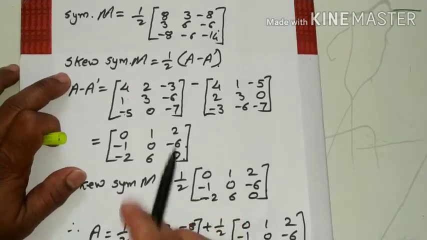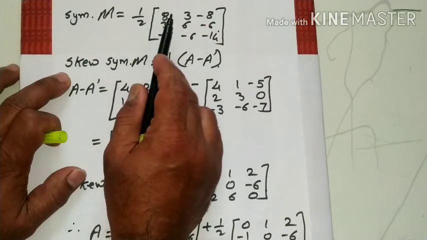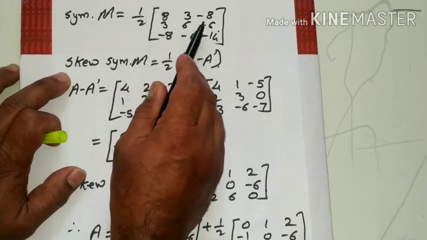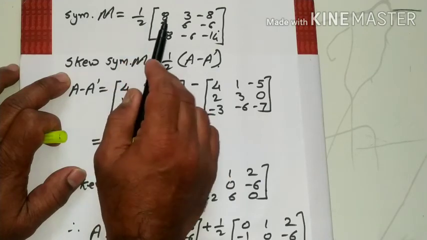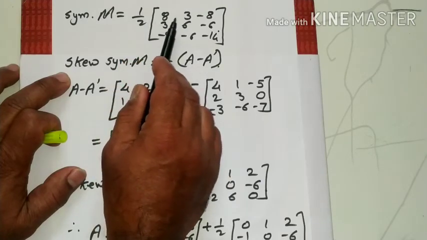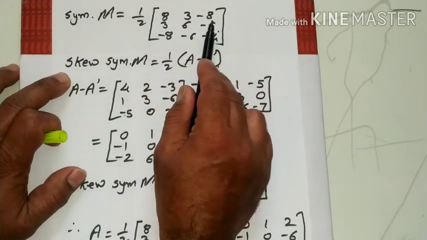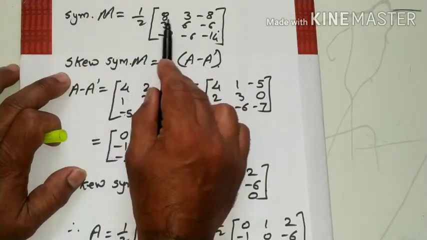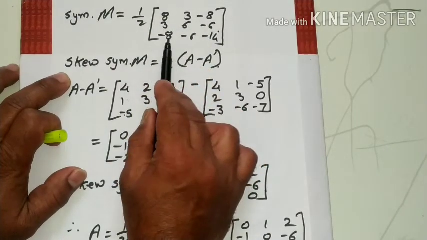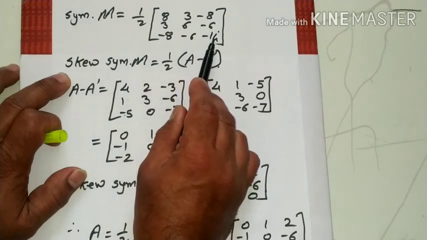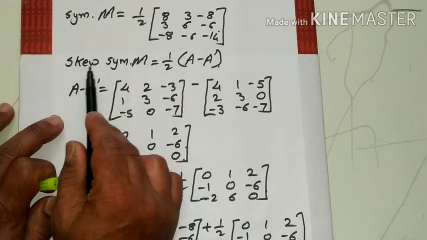Then symmetric matrix is equal to half of matrix A and its transpose. Half of sum of matrix A and its transpose. So 1 upon 2 into A plus A dash. A plus A dash is equal to 8 3 minus 8, 3 6 minus 6, minus 8 minus 6 and minus 14. So now to determine skew symmetric matrix.